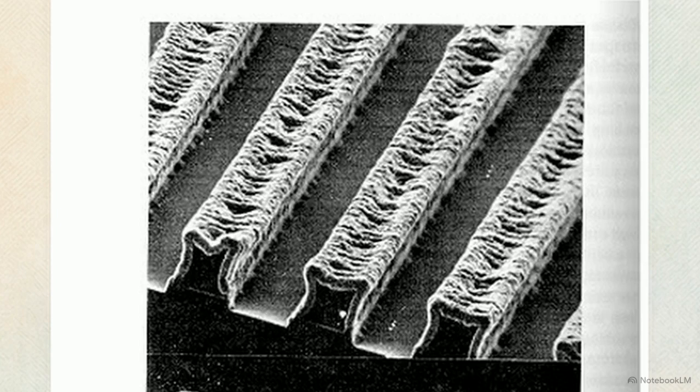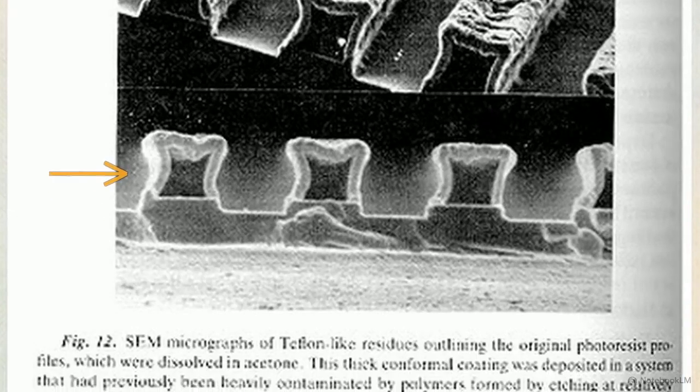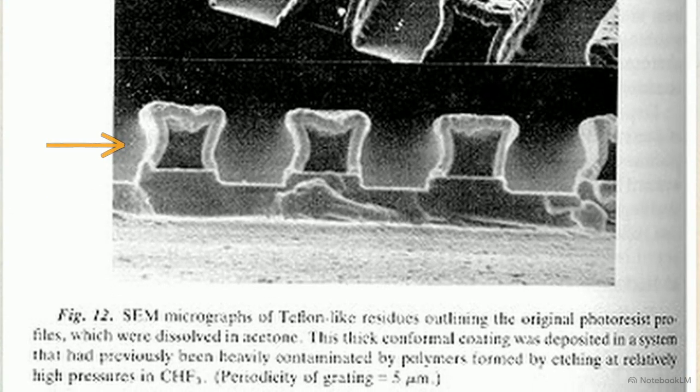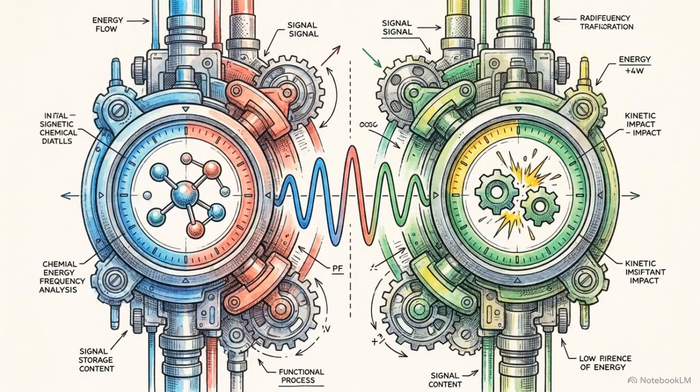As radicals interact with the surface, they create protective byproducts. This image shows thick, conformal Teflon-like polymer residues outlining structural profiles. These polymers adhere to vertical sidewalls, inhibiting horizontal etching, while accelerated ions clear the bottom. Reactor engineering relies entirely on tuning electromagnetic frequencies to perfectly balance the chemical radical flux with the kinetic ion energy.